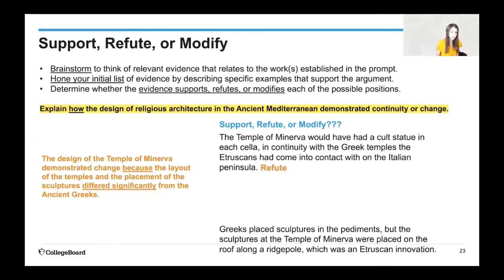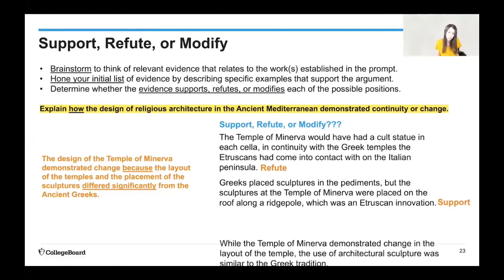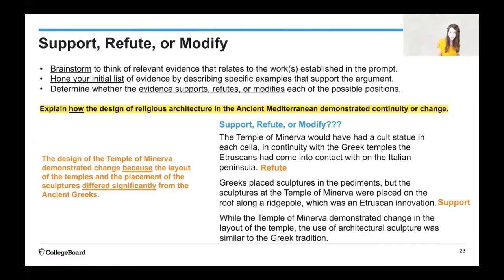Let's take a look at this next one. The Greeks placed sculptures in the pediments, but the sculptures at the Temple of Minerva were placed on the roof along a ridgepole, which was an Etruscan innovation. That one is supporting. We could use that one in support of this thesis statement. This last one: the Temple of Minerva demonstrated change in the layout of the temple, but the use of architectural sculpture was similar to the Greek tradition. So that one's modifying or qualifying it a little bit, right?